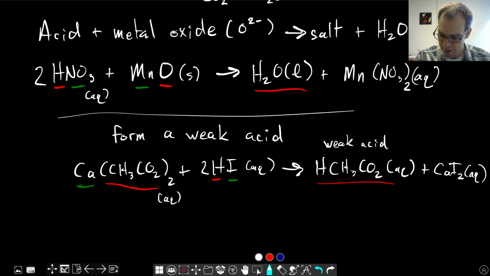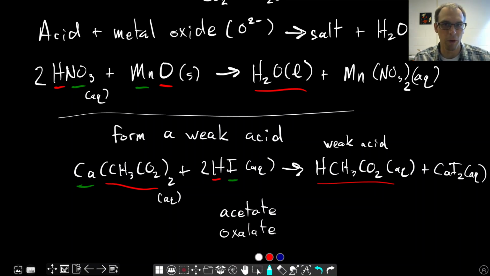And how do we know it's a weak acid? We know it's a weak acid because it's not on our list of strong acids. So that's how you would know that. Ones to watch out for in particular are acetate, oxalate. These will both form acids if they have H plus added to them from our list of common ions. There are more than this, but those are a couple of examples that we can see. Okay, so that's one additional type of reaction.